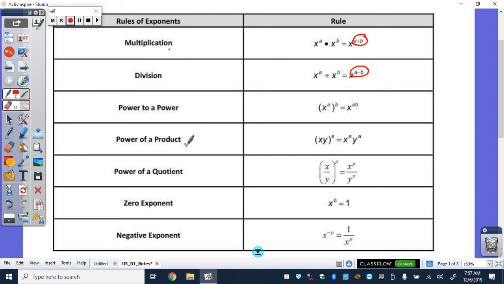Power of a product, both parts, or all parts, I should say, end up getting the exponent. Same thing if you're dividing with a quotient. Everything gets that exponent. Anything to the 0 is a 1. And then negative exponents, I like to think of it as repeated division. Positive exponents are repeated multiplication, and negative exponents are repeated division.